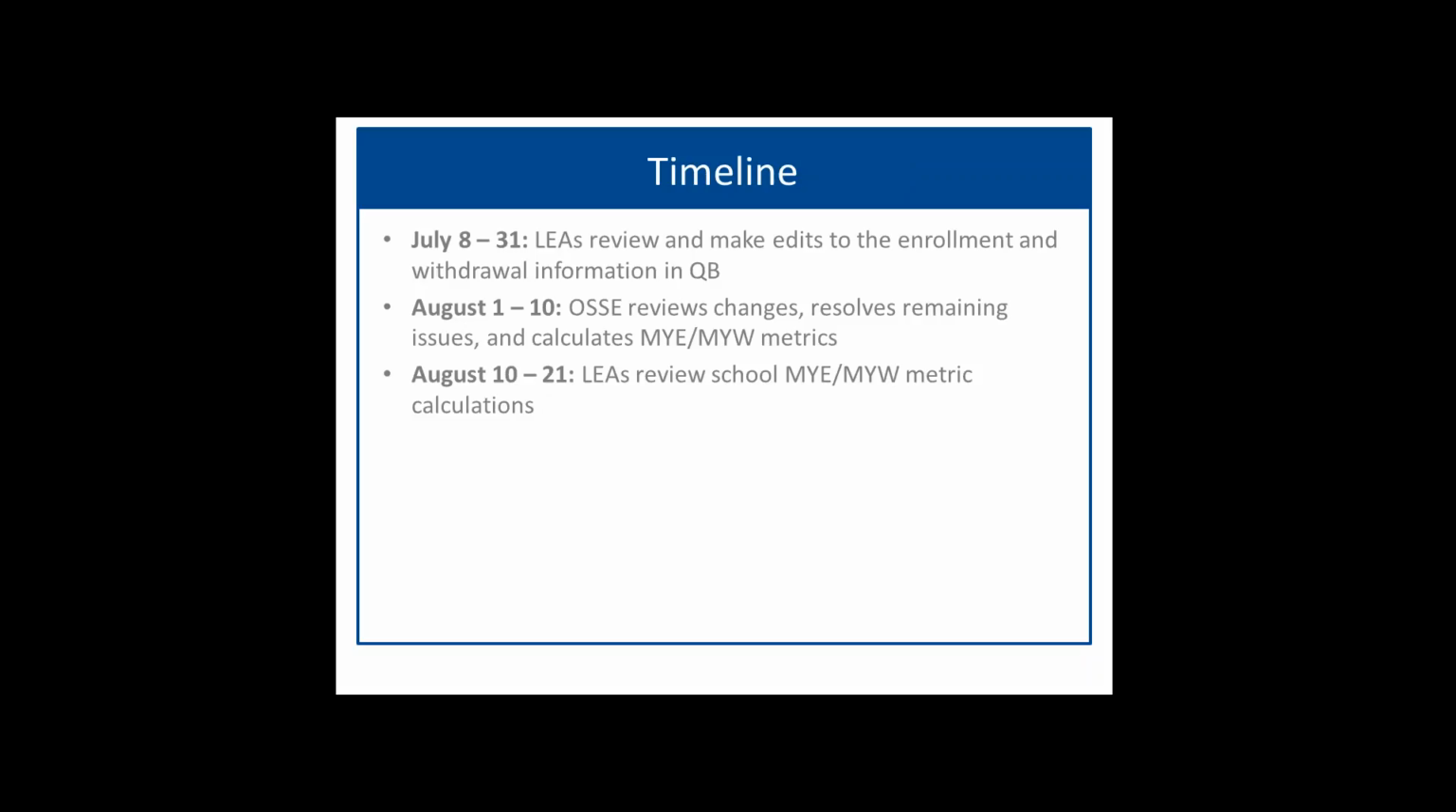The timeline for verification is as follows. From July 8th until July 31st, you will be able to review and make edits to the enrollment and withdrawal information in QuickBase. From August 1st through August 10th, OSSE will review any of the changes made and resolve any remaining issues. Then, OSSE will calculate the mid-year entry and withdrawal metrics. The calculated metrics and the updated student information will be made available to LEAs through DCPS and PCSB on August 10th, and LEAs will have until August 21st to have a final review of the calculations.